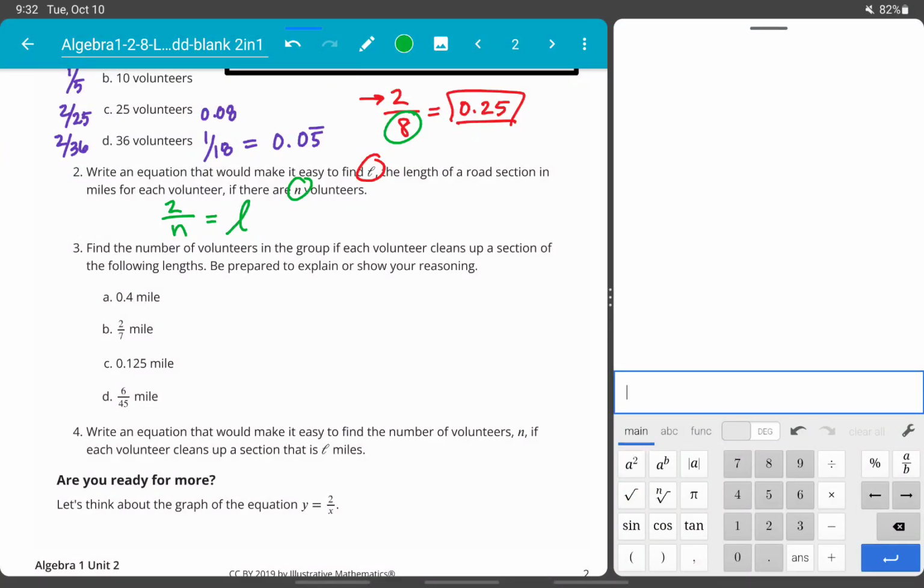Find the number of volunteers in the group if each volunteer cleans up a section of the following lengths. Be prepared to explain or show your reasoning.